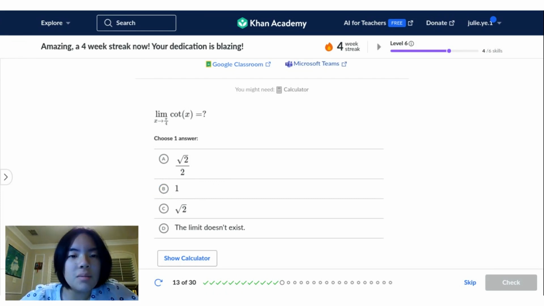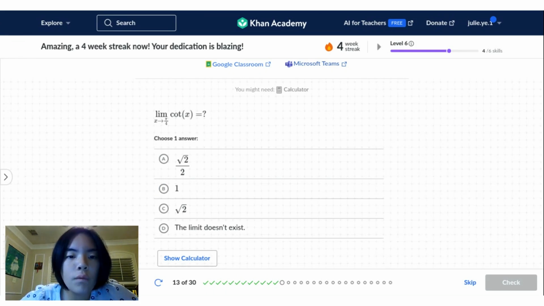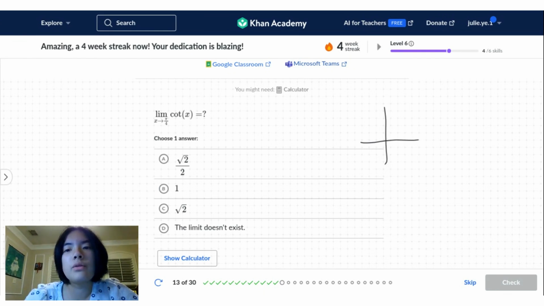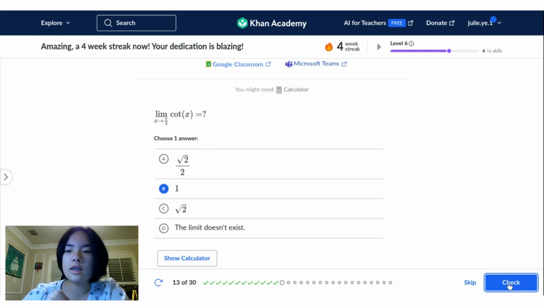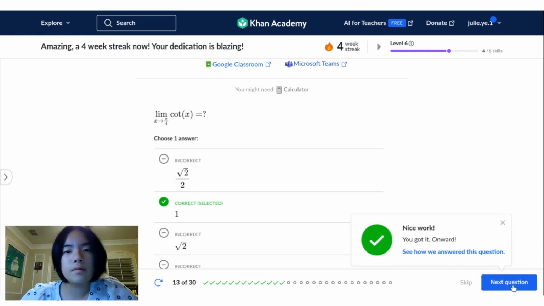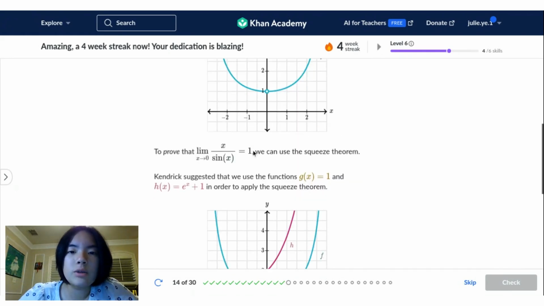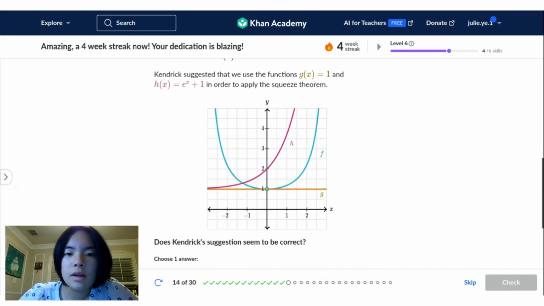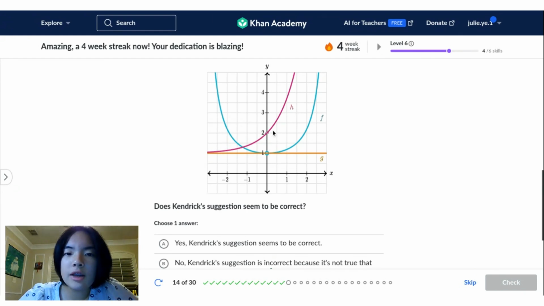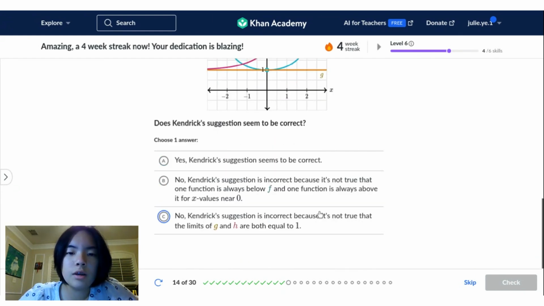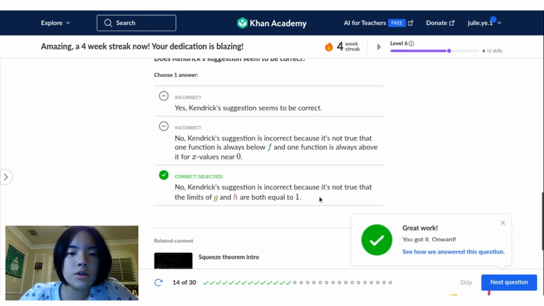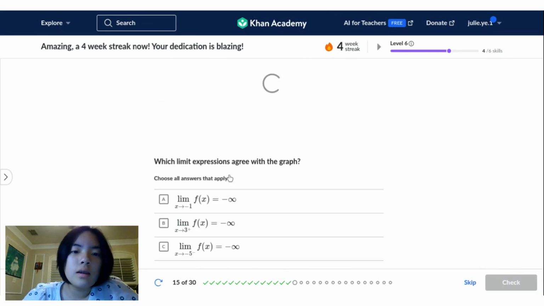Next, find the limit of cotangent as x approaches pi over 4. Pi over 4 is right here, and we know the tangent is 1. That means cotangent is also 1. Easy AP pre-cal stuff. This one is a squeeze theorem graph question. This is so bad. H doesn't even have a limit at 1.